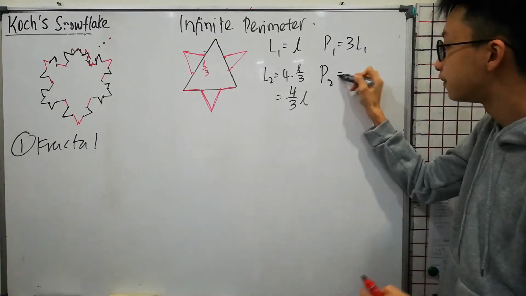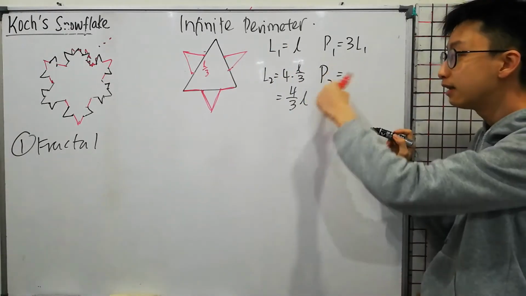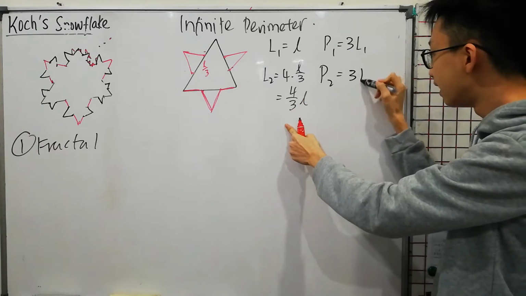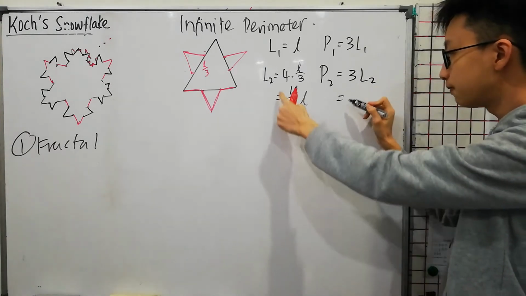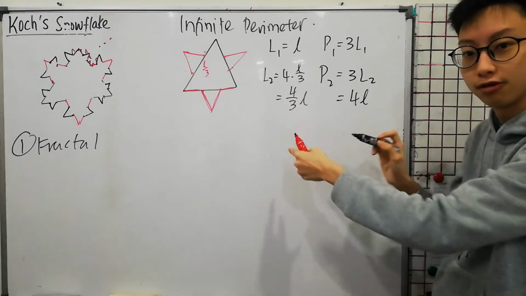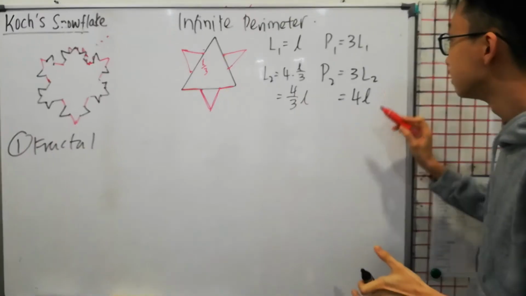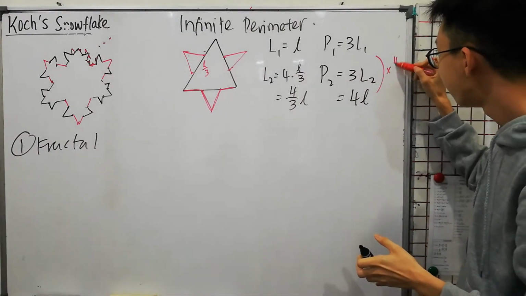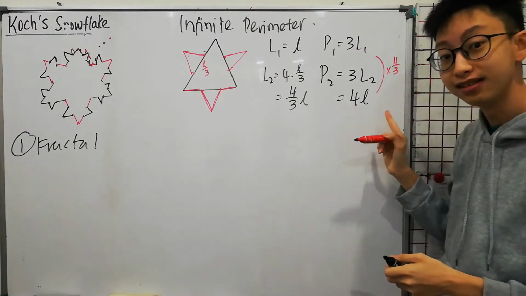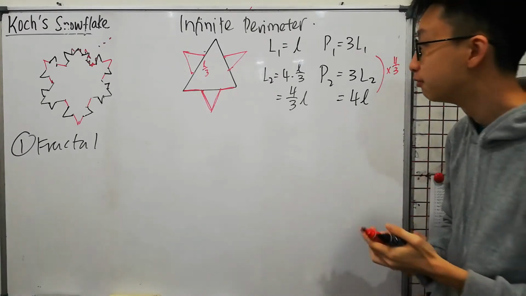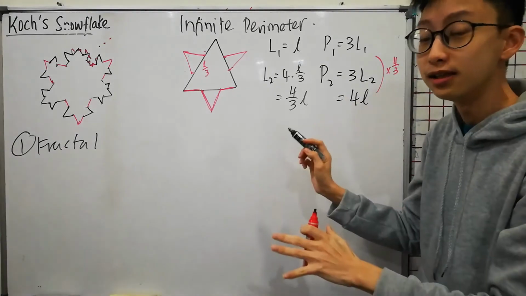So what will be P2, the perimeter of the second shape? It will be 3 times L2, so it is actually 4L. And if you notice, from P1 to P2 we multiply by 4 over 3, right? Okay, don't worry, we'll do it for the 3rd iteration.